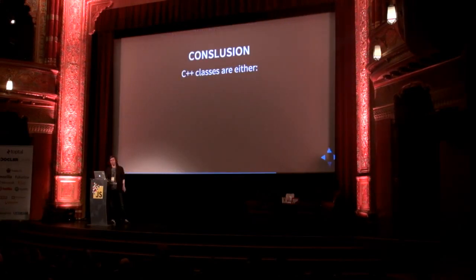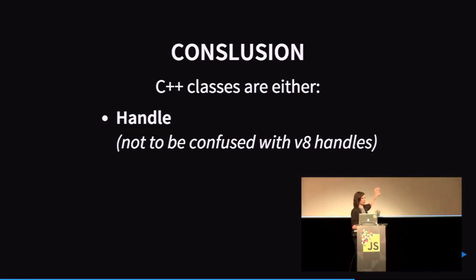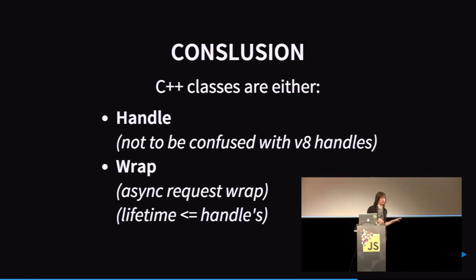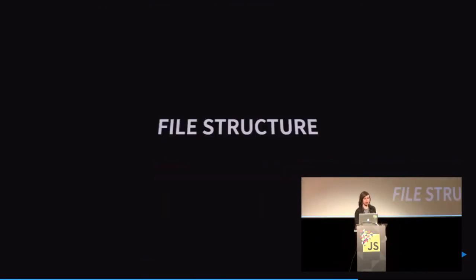So the conclusion. There are two types of classes. Handles, like TCP, UDP, even zlib is a handle. Reps are requests, so it's async request rep. And reps live much shorter than the handle instances, because you usually connect only once on a socket, perform writes before closing the socket, and stuff like that.